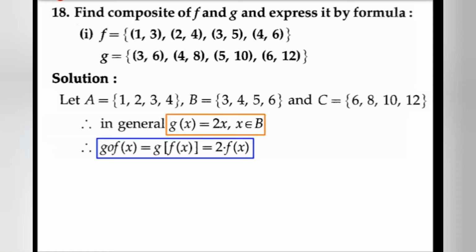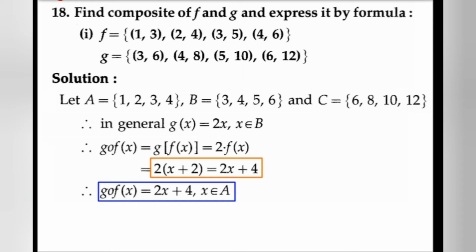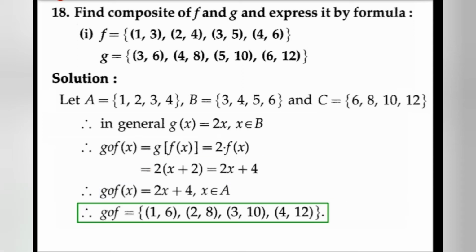g of f of x is g(f(x)), that is 2 into f(x), which means it is 2 into (x plus 2), that is 2x plus 4. So g of f of x would be 2x plus 4, x belongs to A. So g of f is equal to the set {(1, 6), (2, 8), (3, 10), (4, 12)}.